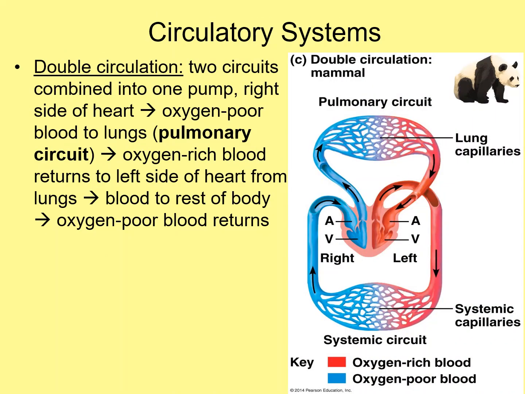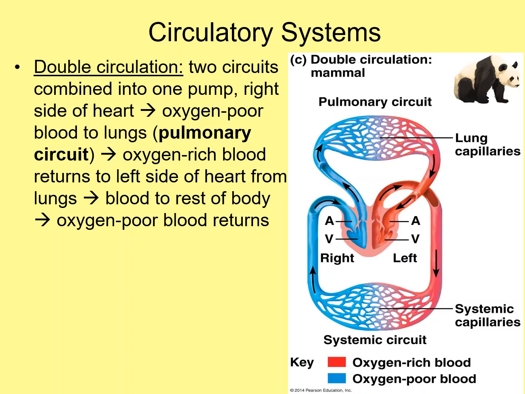Okay, so mammals and some other animals use a process called double circulation. What that means is we have 2 separate blood circuits that come together in our heart. One circuit pumps from the heart to the lungs to do gas exchange and then comes back to the heart, and the other circuit goes from the heart out to the rest of the body and then comes back to the heart.